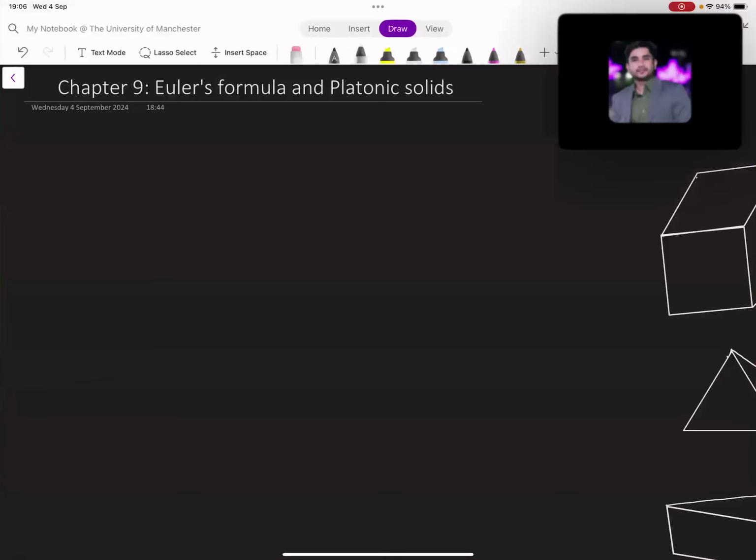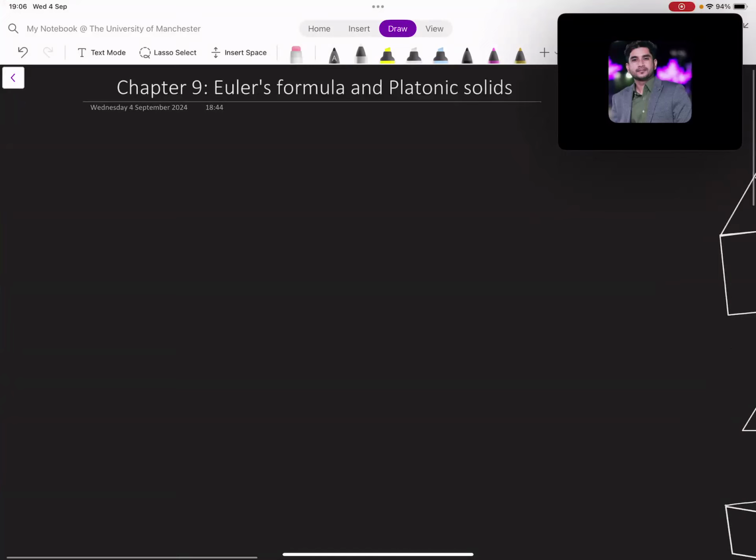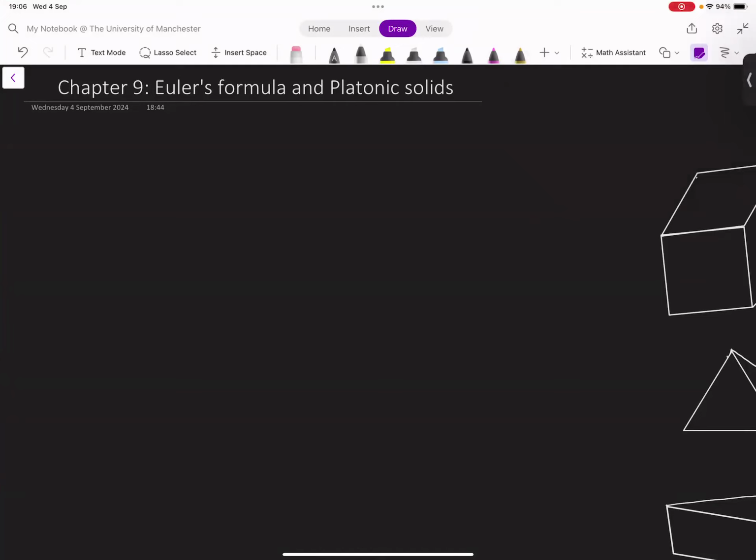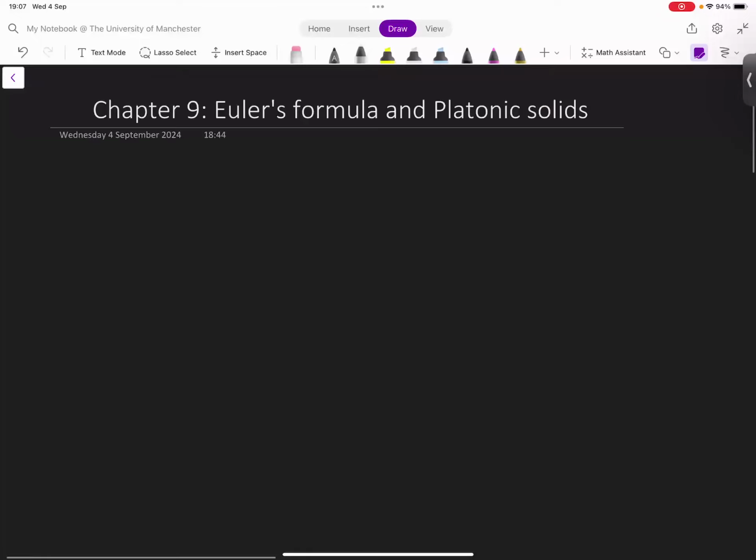Today we are talking about chapter 9 of the book, A Concise Introduction to Pure Mathematics. In this chapter, we'll talk about Euler's formula and the Platonic solids. Okay, so let's do that.